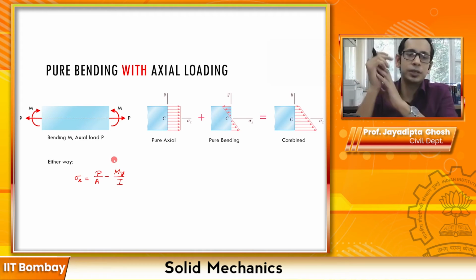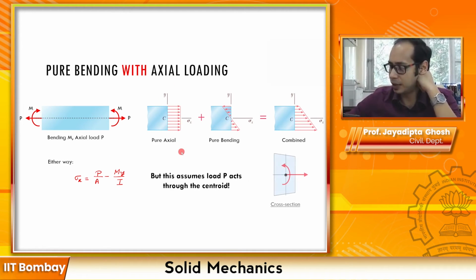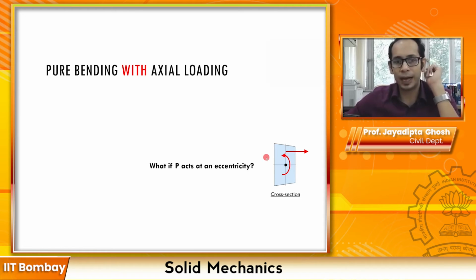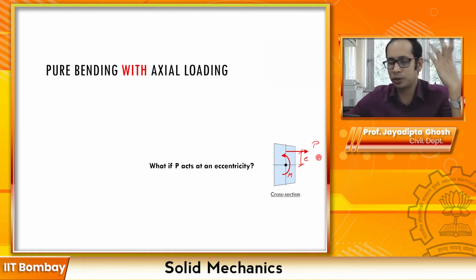Okay, now this was the case where P acts exactly at the centroid of the cross section. So this is the case where you have the moment and the P acts exactly at the centroid of the cross section. Now what happens if it acts at an eccentricity? You can guess it already. Essentially, in this case you have this moment M over here and you have this load P, but now this load P acts at a certain eccentricity e over here. So as you can understand, what you have to do here is shift the point of action of this load P from here to the centroid.